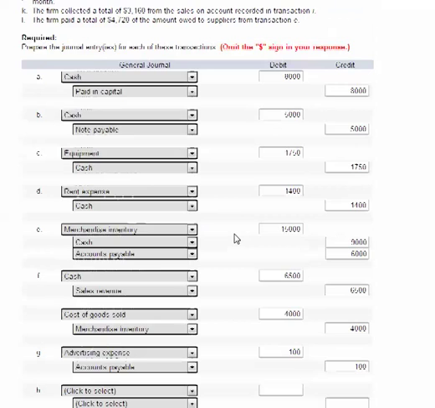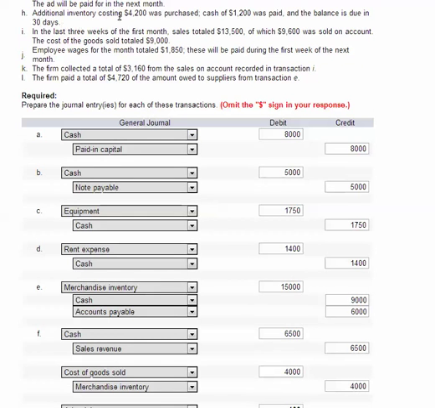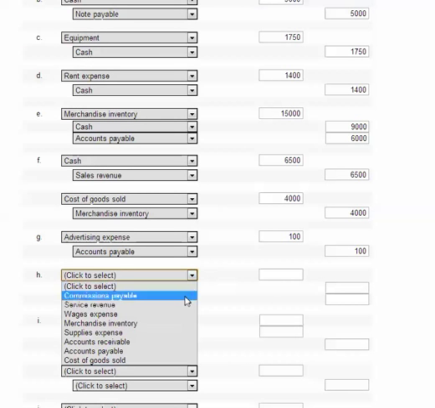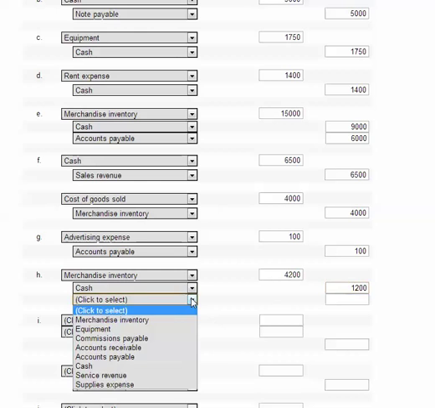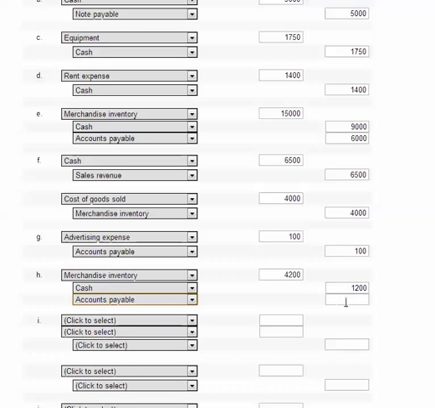Okay, H. Additional inventory costing $4,200 was purchased. $1,200 cash was paid. The balance due in 30 days. Okay, well this is a repeat of what we did in E, just different amounts. So we bought more inventory. We need to debit our inventory $4,200. That will increase that. Credit our cash for $1,200 because that's what we actually paid out. Decreases our cash. And then we increase our liability accounts payable by an additional $3,000.